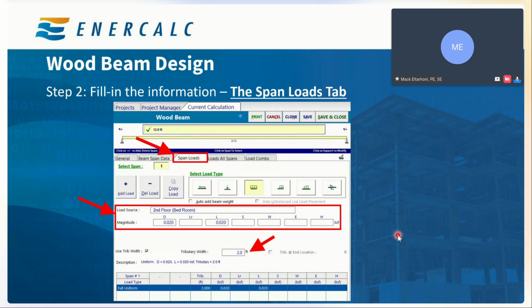Now, if we have a multi-span beam, this span loads tab right here puts load per span. So if we have multiple spans, it'll say 1, 2, 3, and you will apply the loads per span. If you have, for example, a dead load that's applied to all spans, then you don't need to go per span and apply it individually. You can click on this tab right here, which is loads all spans, and say, hey, I have a dead load on all spans. Maybe you have a 3-span member, 2-span member, or whatever. You can just apply your load in one place, and it will apply it to all spans. Otherwise, this tab right here is for applying loads to specific spans.